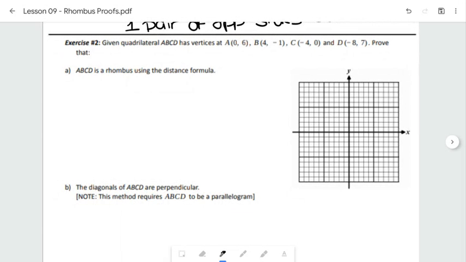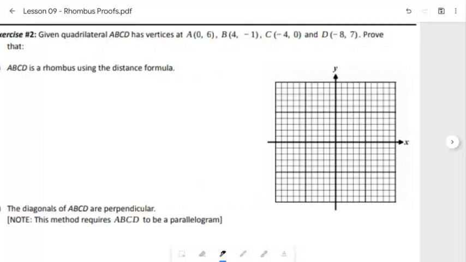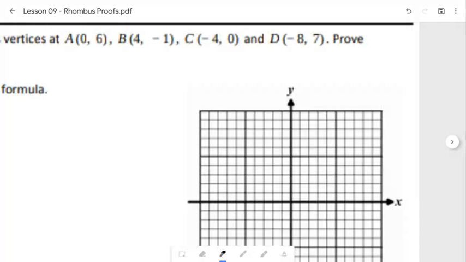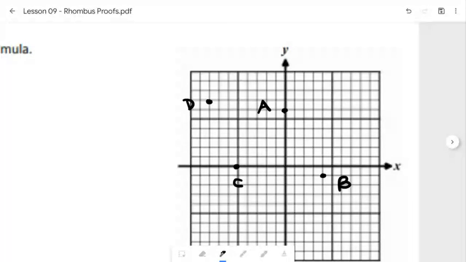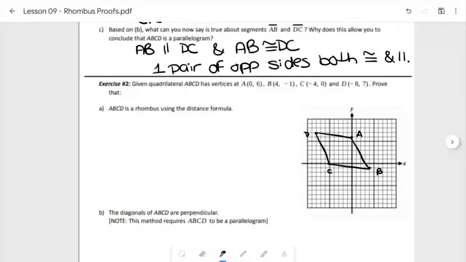Now over here in exercise number 2, given quadrilateral ABCD has the vertices given, prove that it's a rhombus using the distance formula. Okay, so we've done that a time or two. I'm going to plot those points. A is at (0, 6). B is at (4, -1). C is at (-4, 0). And D is at (-8, 7). So we plot those points quickly.